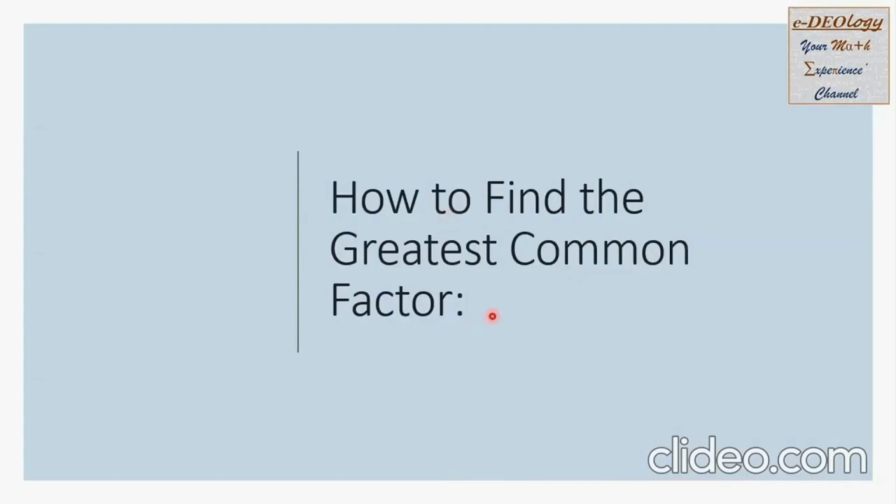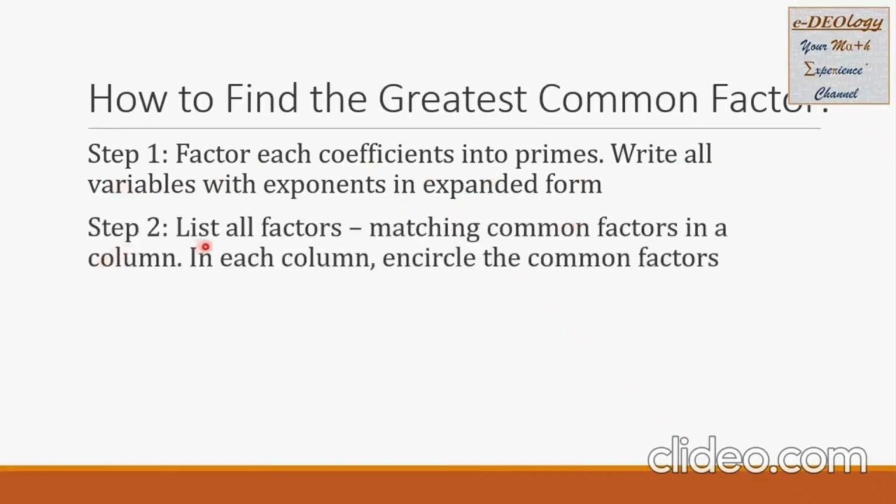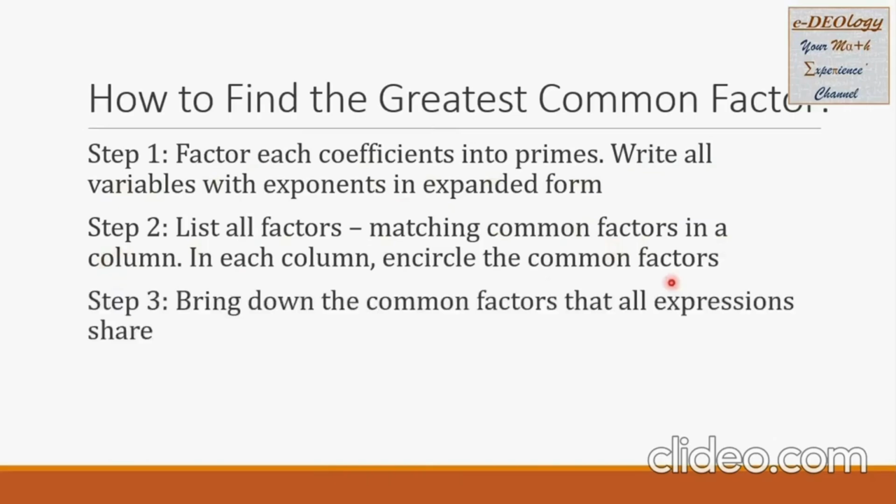We're going to follow some steps. Step 1. Factor each coefficient into primes. Write all variables with exponents in expanded form. Step 2. List all factors matching common factors in a column. In each column, encircle the common factors. Step 3. Bring down the common factors that all expressions share. Step 4. Multiply the factors.